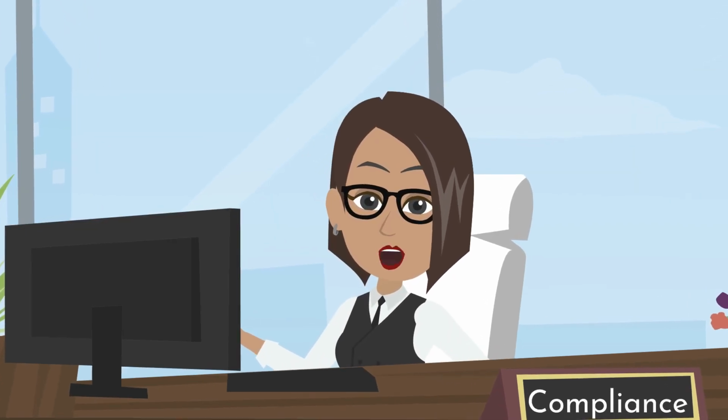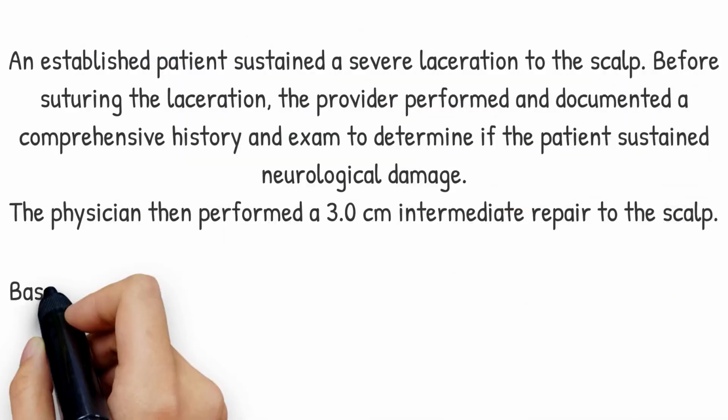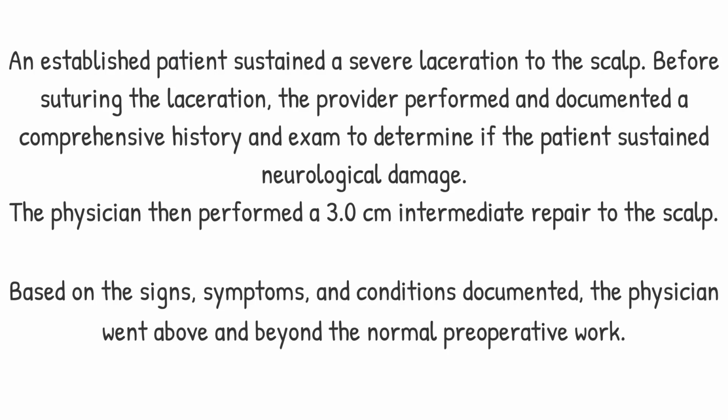Okay, now that we've gone over the checklist, let's apply our review to some scenarios. Let's begin with case number 1. An established patient sustained a severe laceration to the scalp. Before suturing the laceration, the provider performed and documented a comprehensive history and exam to determine if the patient sustained some neurological damage. The physician then performed a 3.0 centimeter intermediate repair to the scalp.